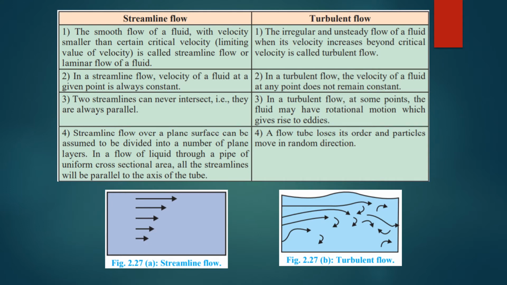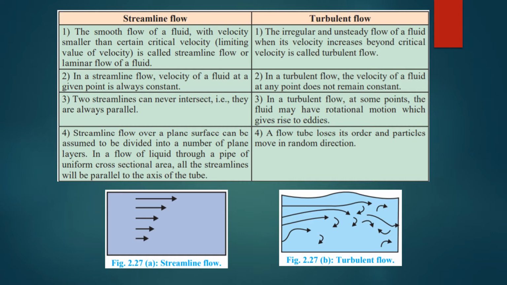Hello students. In this part, let us study hydrodynamics, that is the study of properties of fluid in motion. Before going to study these properties, let us know that the flow of a fluid can be categorized as a streamline flow or turbulent flow. Streamline flow is the smooth flow of a fluid with velocity smaller than certain critical velocity, whereas turbulent flow is the irregular and unsteady flow of a fluid when its velocity increases beyond critical velocity.